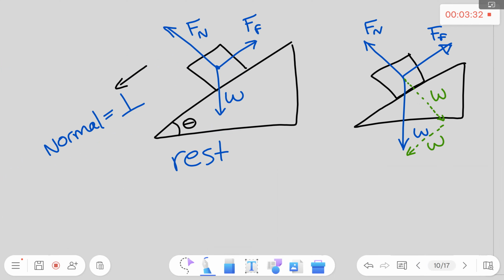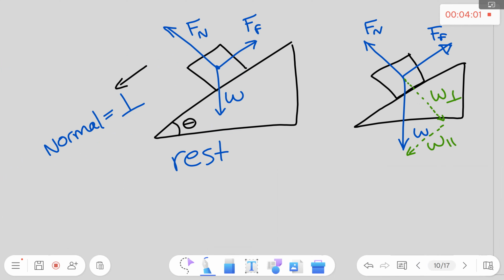If we look at weight and break it into its components, instead of calling it x and y, because that's what we'd have to do if we tilt our head, I like to call it weight perpendicular, or the weight that's pushing into the ramp, and weight parallel, weight that's going parallel to the ramp.